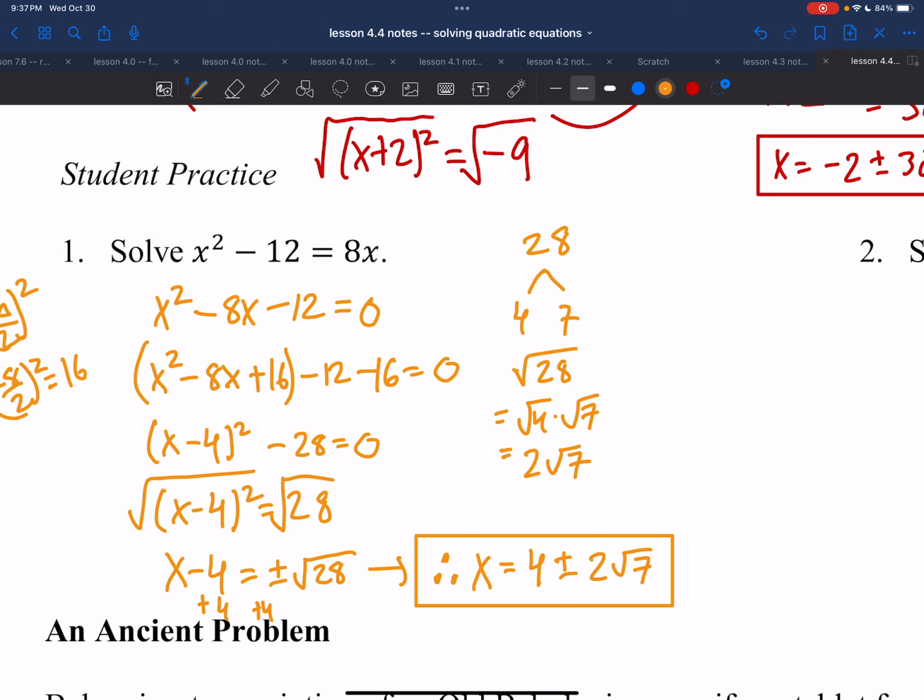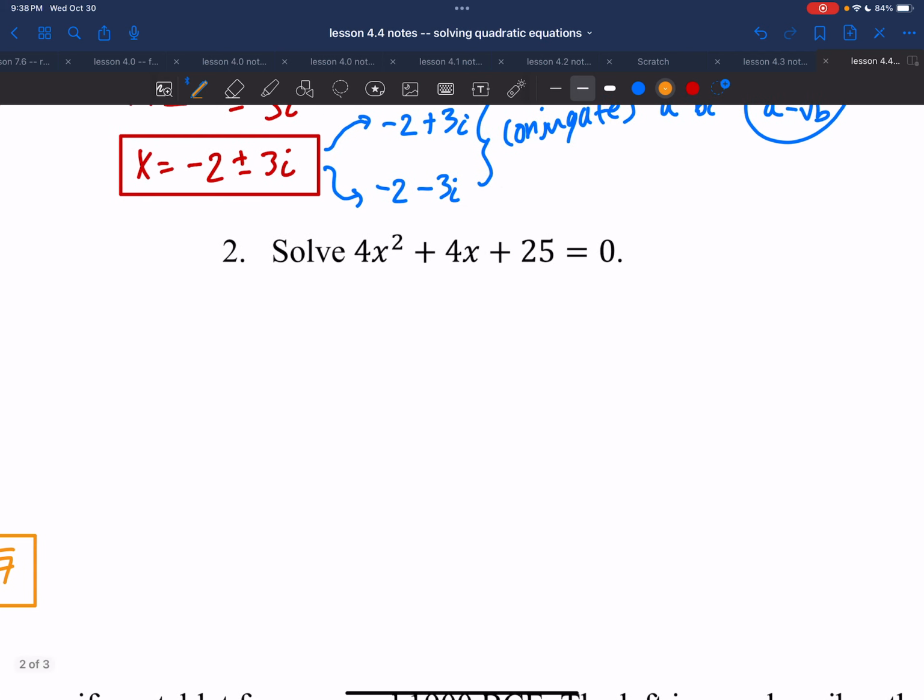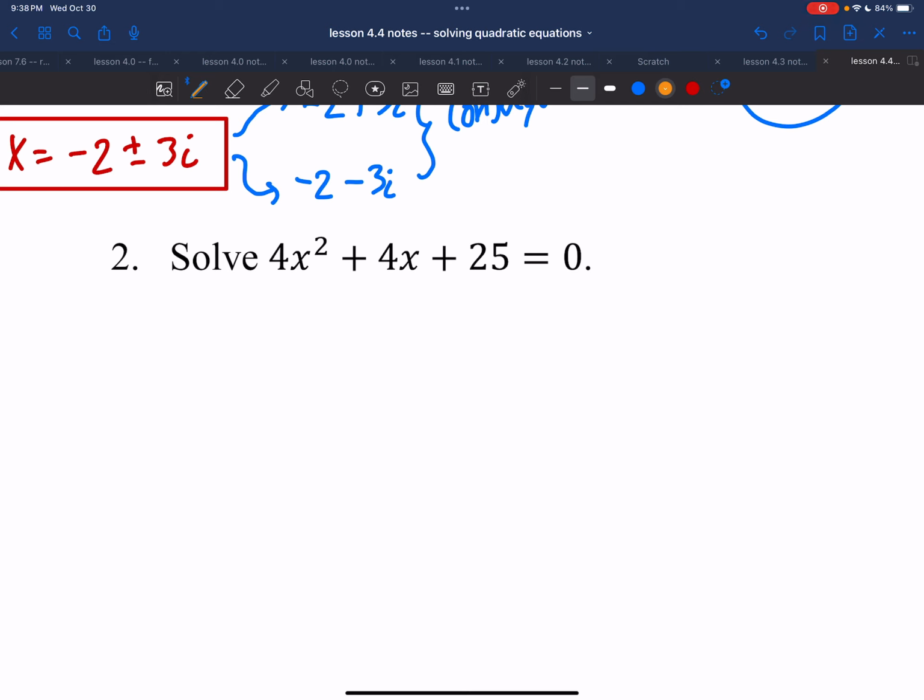Okay, let's look at the next one. Again, it's the same skill, but it's just a little more tricky because, one, you need to factor out the lead coefficient. When you do the completing the square process, you have to make sure that the lead coefficient is 1. So I factor out 4 from x squared and 4x, giving me x like this, right?